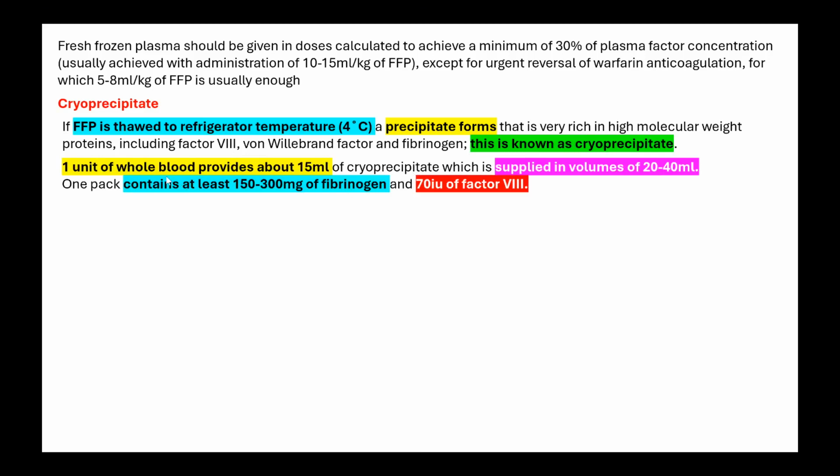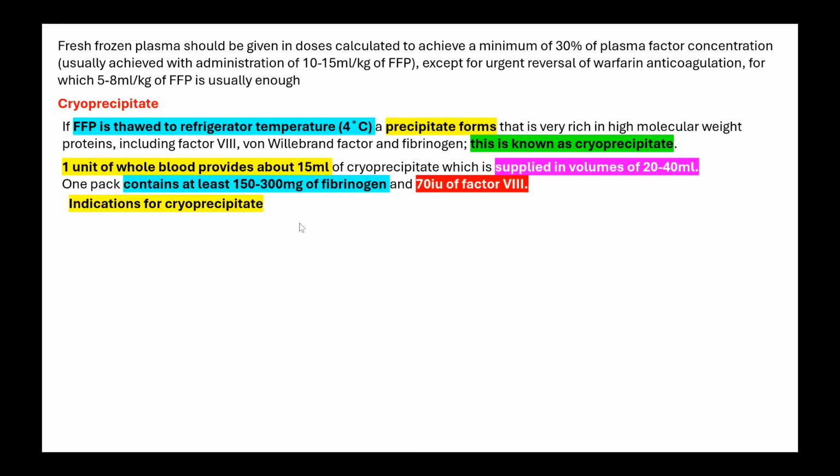So 1 unit of whole blood provides about 15 ml of cryoprecipitate. So if you centrifuge 500 ml of blood, you get only 15 ml of cryoprecipitate, which can be supplied in volumes of 20 to 40 ml. And one pack contains at least 150 to 300 milligram of fibrinogen, and about 70 international units of factor 8. Of course, von Willebrand factor does not have some measurement.